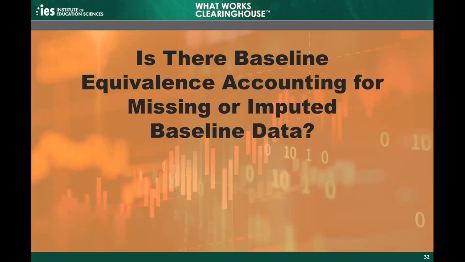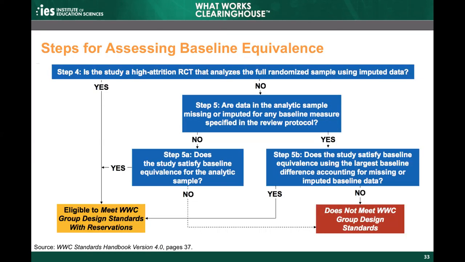Now, I'm going to present the next two steps, which are primarily focused on considering, is there baseline equivalence accounting for missing or imputed baseline data? Here's a flowchart of these two steps. So step four is, is the study a high attrition RCT that analyzes the full randomized sample using imputed data? If it's not, then we have to move on to step five, which is assessing baseline equivalence.